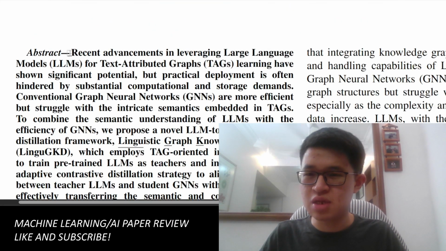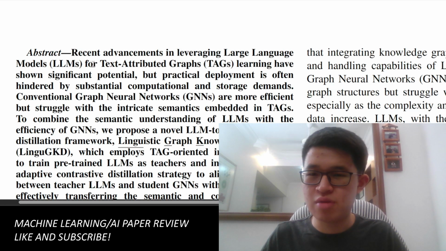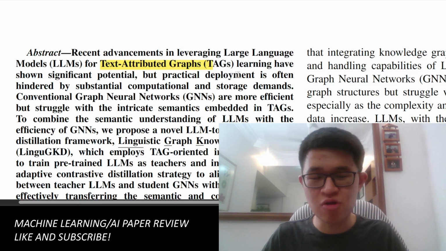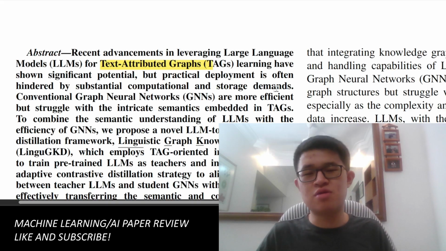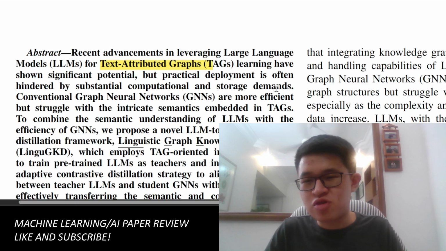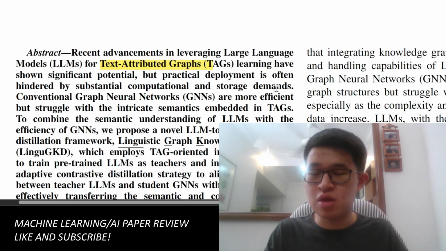So it says, recent advancements in using LLMs for text attributed graphs, TAGs, learning have shown significant potential, but its practical deployment is often hindered by substantial computation and storage demands. So what they are saying here is that it is really beneficial to use LLMs to process text attributed graphs.